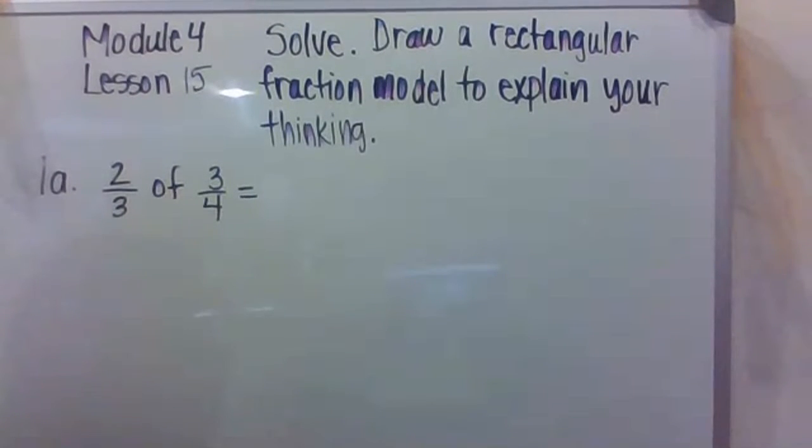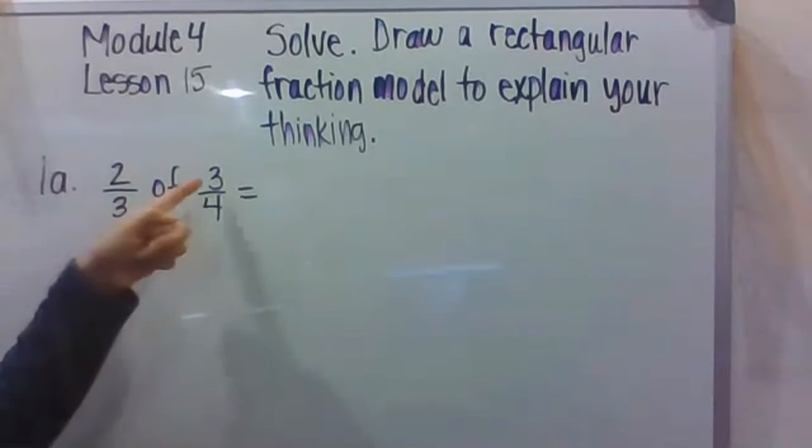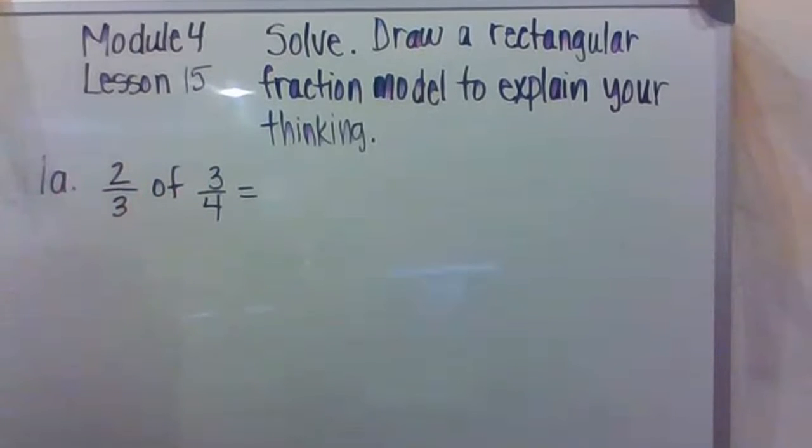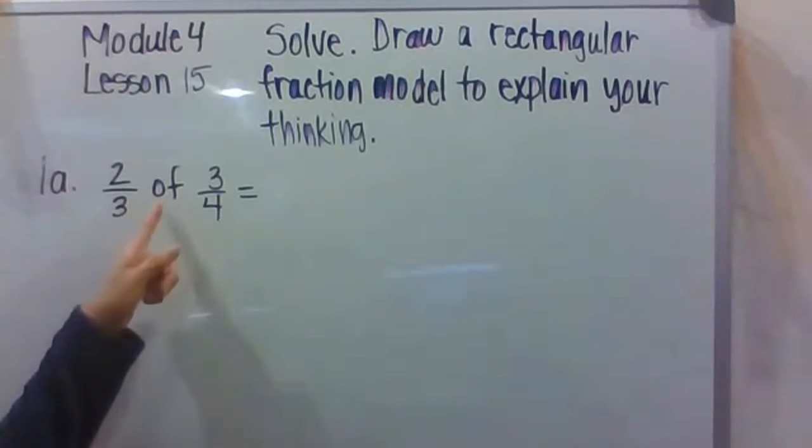Today for math, you are going to be working on Module 4, Lesson 15. And the objective is to multiply a non-unit fraction by another non-unit fraction. So again, notice both of the numerators are not a 1, so that means they are not a unit fraction. So they're called non-unit fractions, okay? And again, the word "of" just means to multiply.